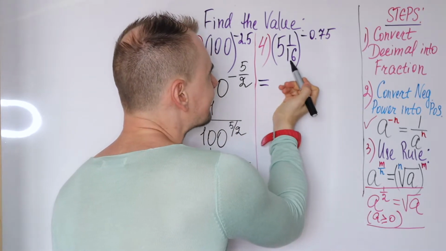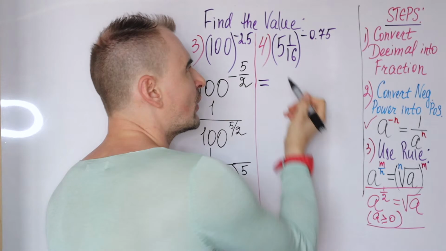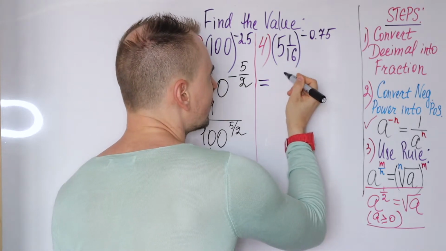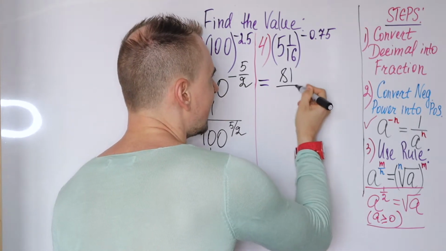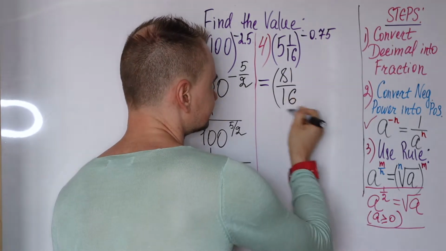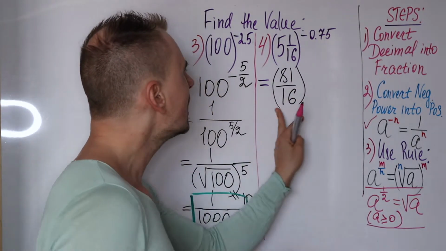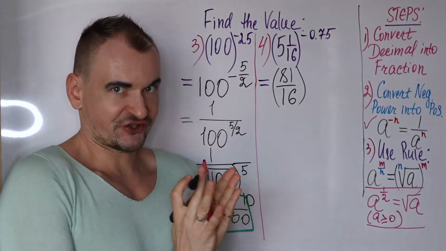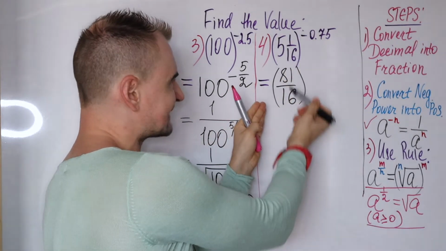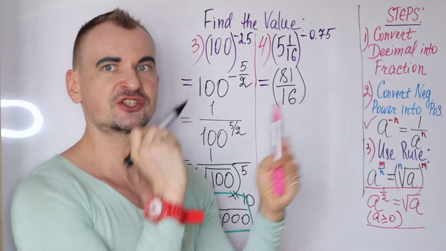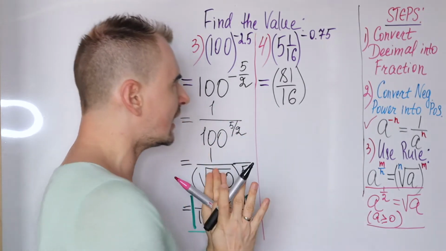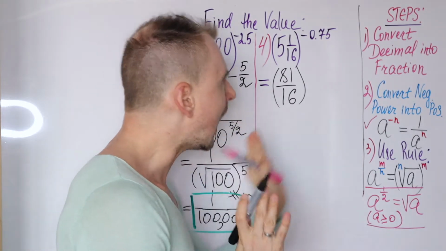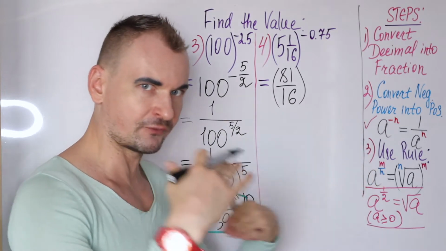So just convert it into an improper fraction. 5 times 16 gives you 80, plus 1, so you are left with 81/16. That's your base. So again, at this point, it's precisely the same number. We just turned it into an improper fraction. Now, we're going to follow these steps.